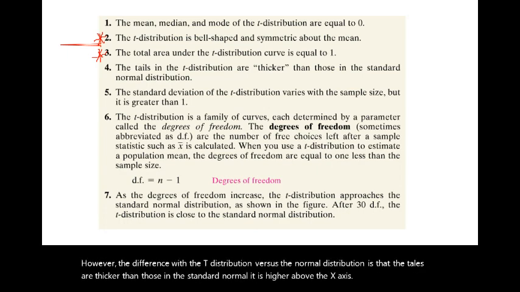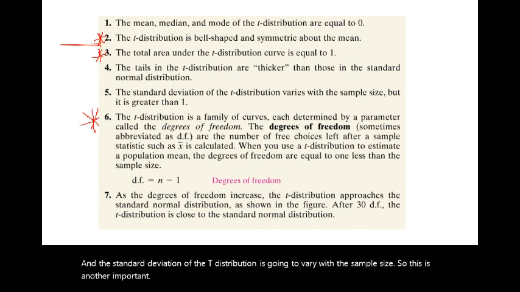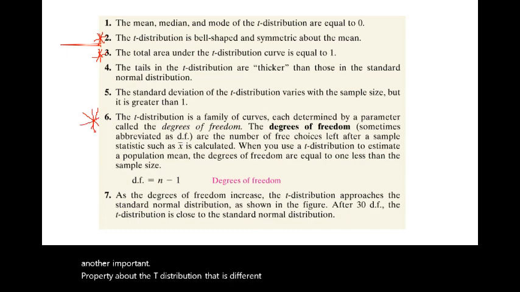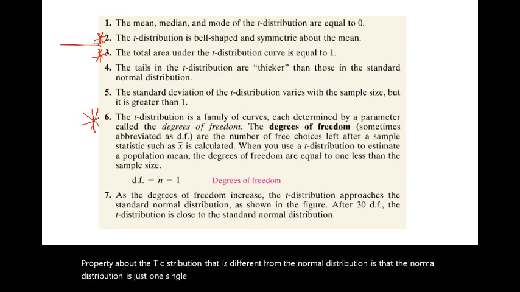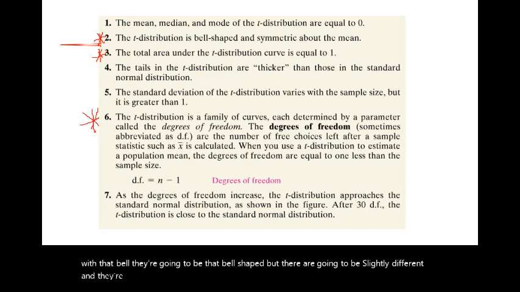And the standard deviation of the t-distribution is going to vary with the sample size. Another important property that is different from the normal distribution is that the normal distribution is just one single curve, whereas the t-distribution is actually a family of curves. They're all going to have a very similar bell shape, but they are going to be slightly different. And they're each going to be determined by a parameter called the degrees of freedom.